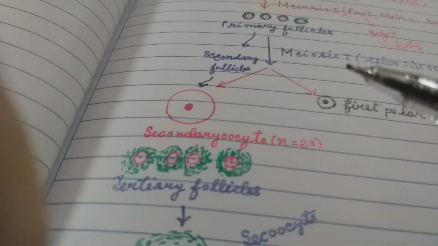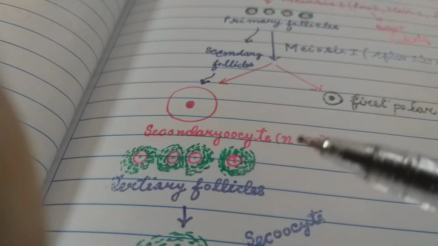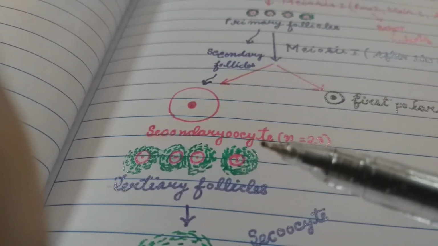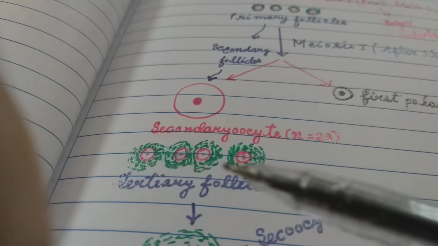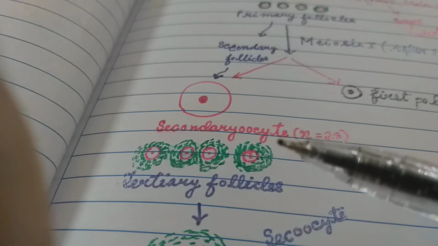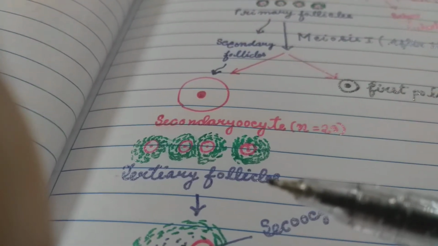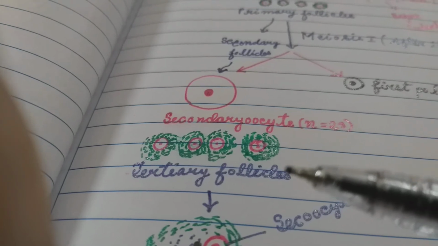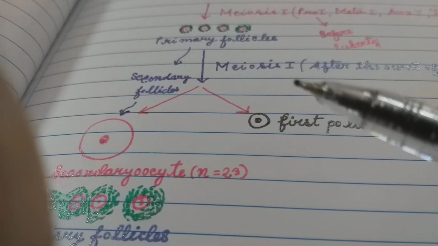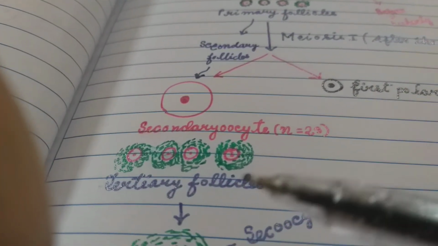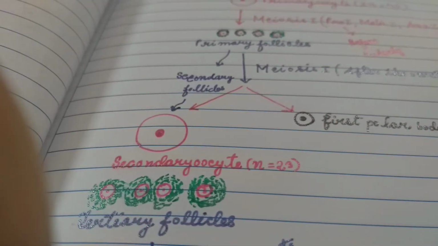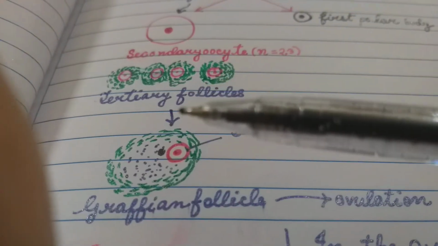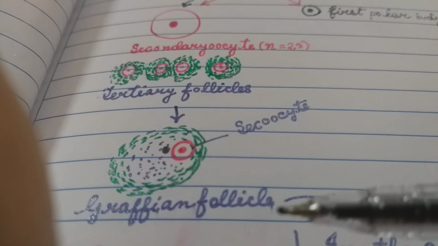And when meiosis 1 is complete, the ovary contains only secondary oocyte. That means tertiary follicles. When secondary oocyte is surrounded by multiple layers of follicular cells, it is called tertiary follicles. So after meiosis 1, the two ovaries contain tertiary follicles. Now, tertiary follicles transform into Graafian follicle.